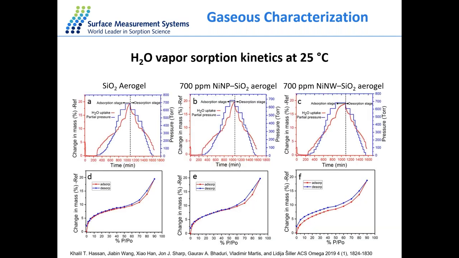Now let's move to the gaseous characterization using the gravimetric vapor sorption technique. Here we're going to look first at the vapor adsorption data. The top row shows the kinetics. The solid red line is the changes in the mass, and the solid blue line shows the changes in the relative pressure. In all three cases, we step up the relative pressure from 0 to 90% and back to 0. These are the full adsorption-desorption cycles. The bottom row shows the respective adsorption-desorption isotherms, which we calculated from the kinetic data above.